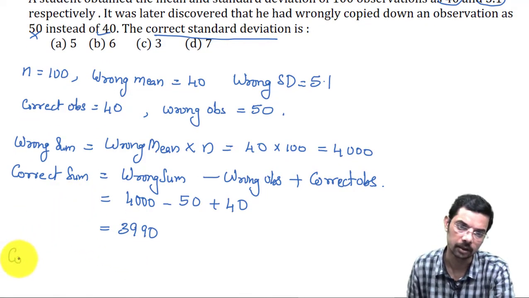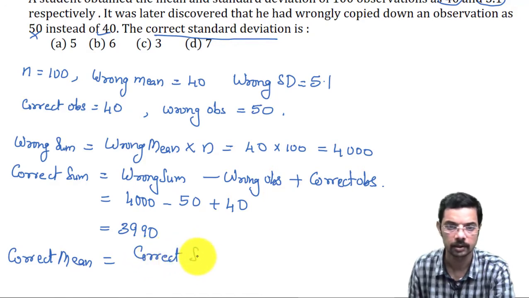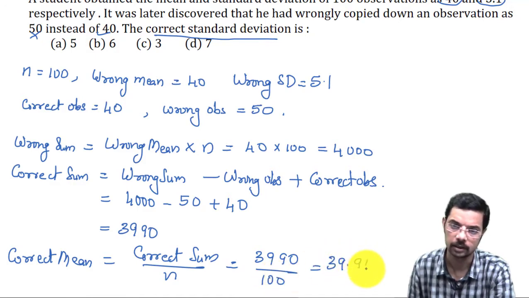Now the correct mean. How to find the correct mean? Correct mean will be equal to correct sum divided by total number of observations, and that is equal to 3990 divided by 100, which is equal to 39.90. This is the correct mean, that is equal to x bar.